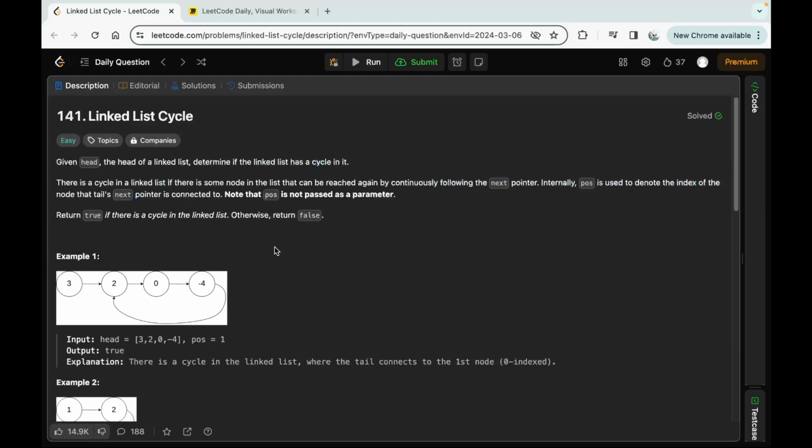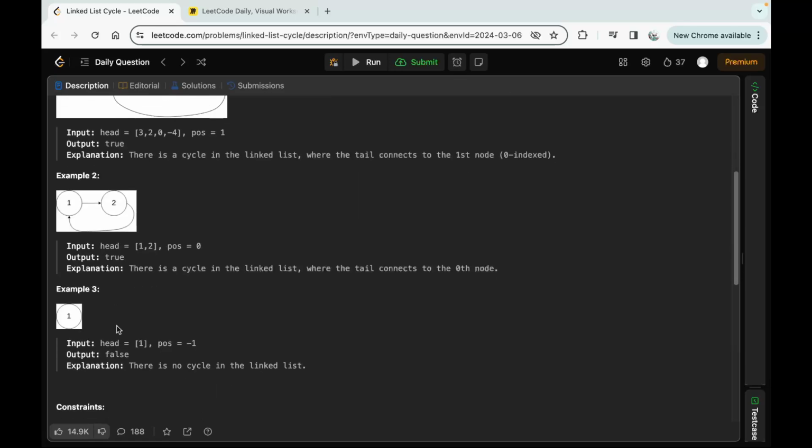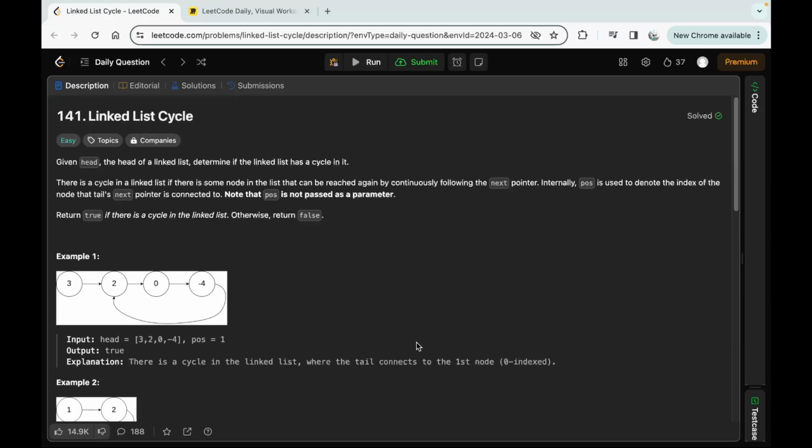We are also given this pos, which basically means where that cycle is, right? So let's say in this test case you can see that from this last node the cycle is at position 1, and here it's at position 0. In this case it's nowhere, so pos is -1 because there is no cycle in it, right? So pos is not as such important to us, it's just written in a way to let you know what a cycle is, where the cycle exists. The question is only that we need to determine if there is a linked list cycle.